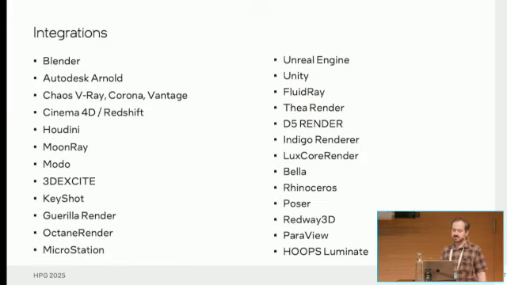Since its release, OpenImage Denoise has been integrated into several well-known rendering applications and game engines as well. For example, it has become the default denoiser in Blender. It's available in Autodesk Arnold, most Chaos Group products, Houdini, DreamWorks' Moonray production renderer, Unreal Engine, Unity, and several other products as well.